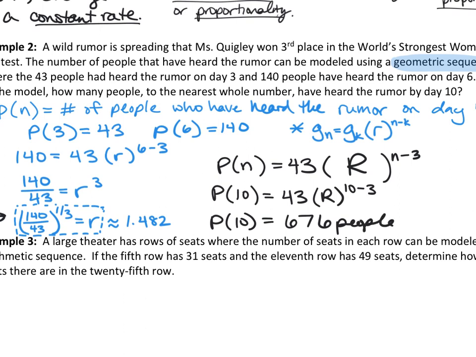The problem does say, and this is just generally what you do with people, don't round people to halves. You can't have half a person hear a rumor. You're going to round it to the nearest whole person. So you would say 676 people have mostly heard that rumor by day 10. It does say to the nearest whole number.